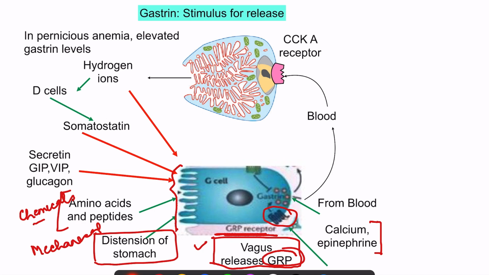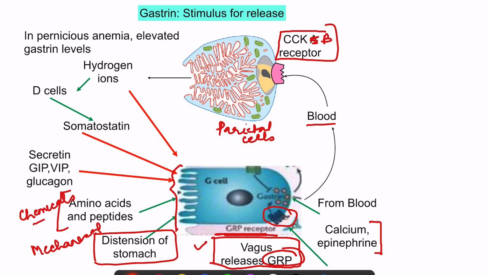But directly also there is some action and it causes release of the gastrin. Now this gastrin enters into the blood. Via blood, it reaches the parietal cells. So parietal cells are present in the fundus only, but gastrin is released into the blood and it reaches the parietal cells via the blood. It acts on the CCKB receptors. It is not A, it is B receptor, which is present on the parietal cells.